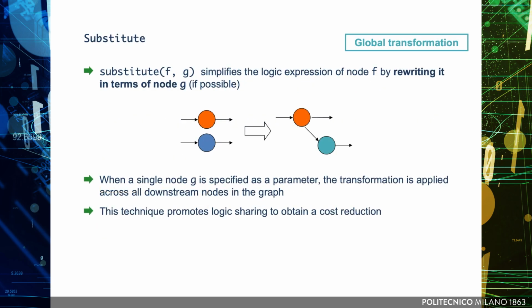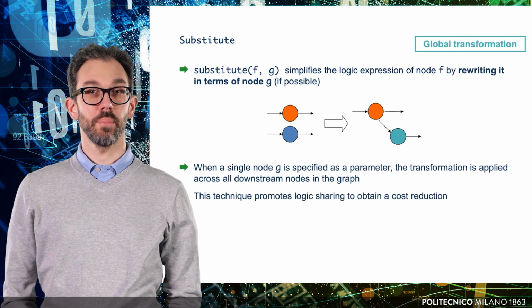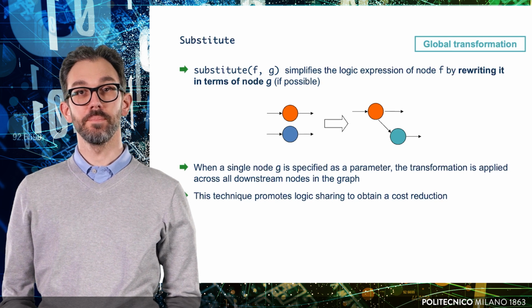The substitute transformation takes 2 nodes, F and G, as input parameters. It simplifies the expression of node F by rewriting it in terms of G, if possible. This operation modifies both the internal structure of node F and the graph connectivity as illustrated. If only node G is provided as a parameter, the transformation is applied to each downstream node of G, attempting to rewrite their expressions in terms of G wherever feasible. This transformation reduces the total cost of the circuit by replacing redundant sub-expressions.